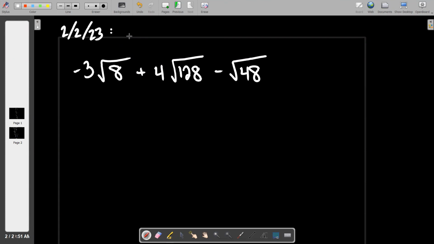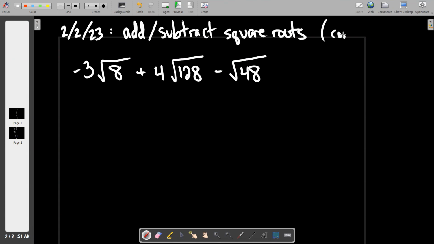And yeah, this is basically just yesterday's stuff, adding and subtracting radicals. So add, subtract radicals, continued. And instead of radicals, like we could put square roots. So here's our first example.